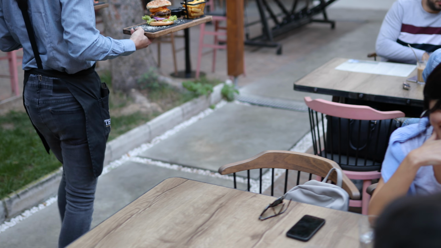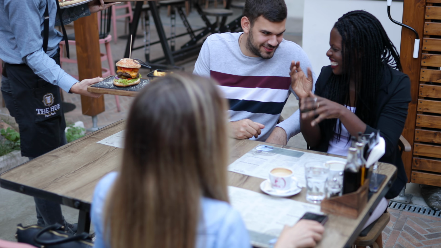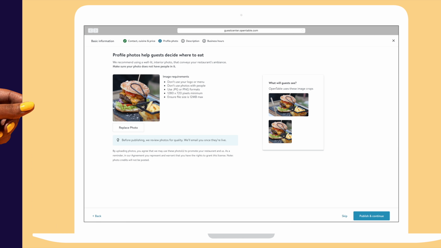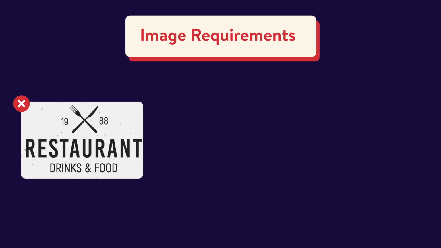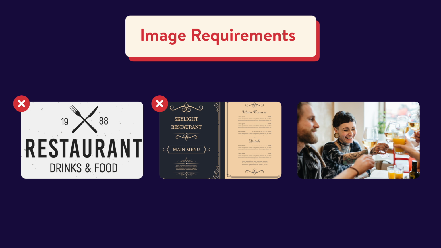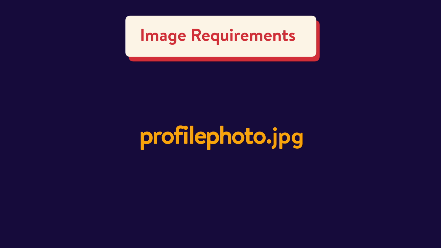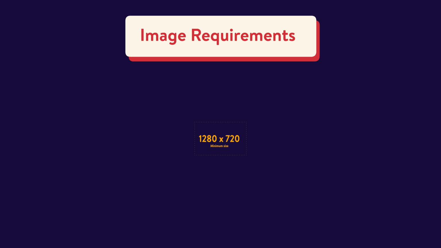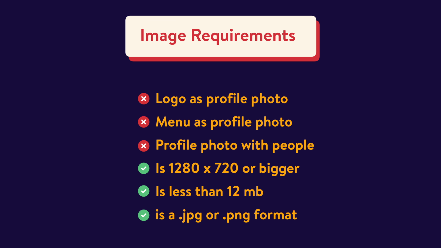OpenTable recommends using a photo that best conveys your restaurant ambiance so guests have an idea of what to expect when they arrive for their reservation. OpenTable does have some image requirements for your profile photo. Please don't use your logo, or menu, or photos with people. The image should be a JPEG or PNG format. You can have a minimum size of 1280 by 720 with a 12 megabyte maximum file size. If your photo is not uploading, check if it needs to be adjusted to fit these requirements.